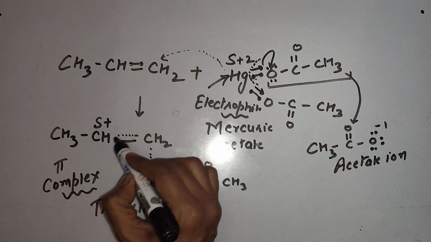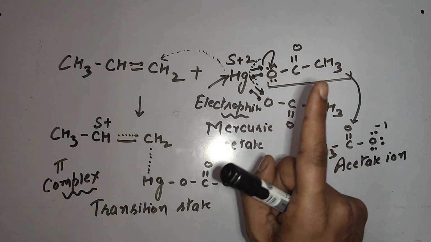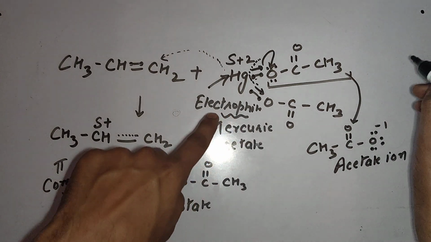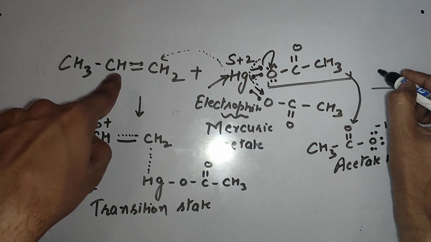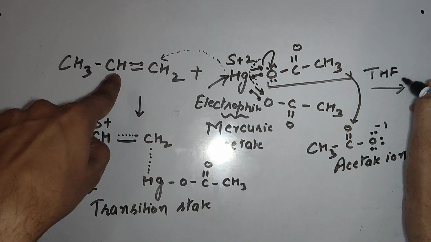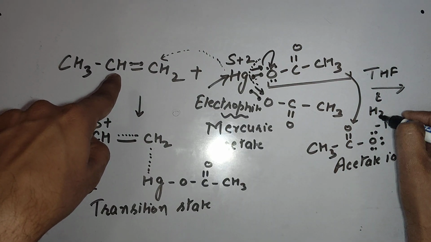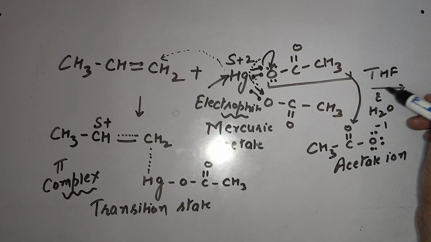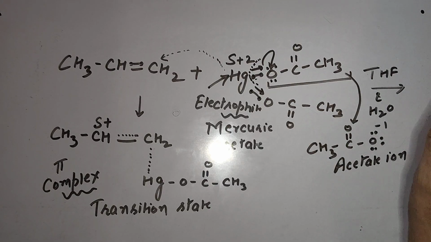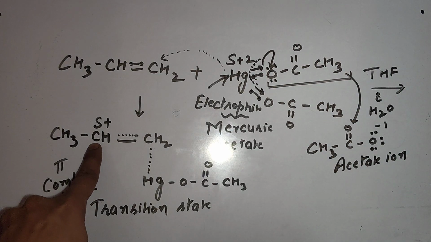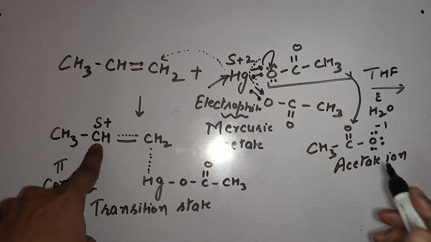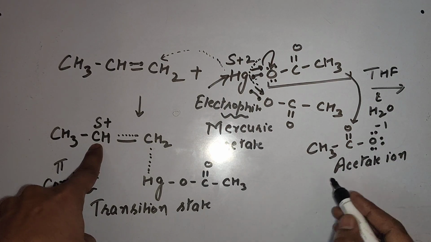Now this is the carbocation which is generated. Obviously it will be attacked by a negative particle. This whole reaction is happening in THF and water, tetrahydrofuran and water, working as a solvent. Now there are two particles which can satisfy this carbocation. It's a positive particle, it needs electrons. There are two particles who can provide electrons to it.